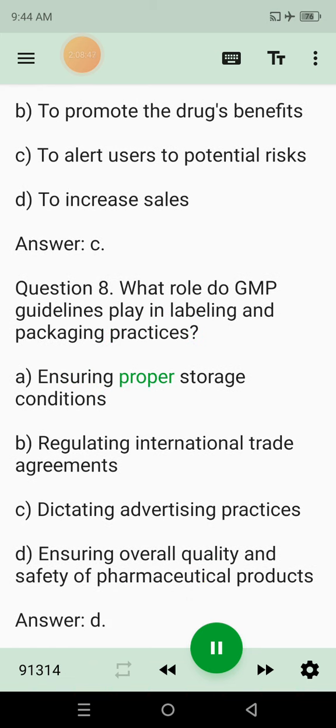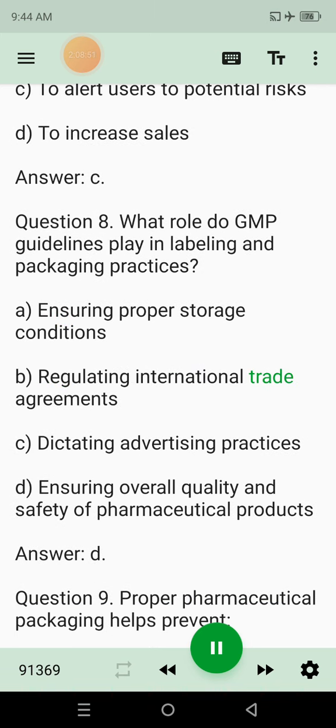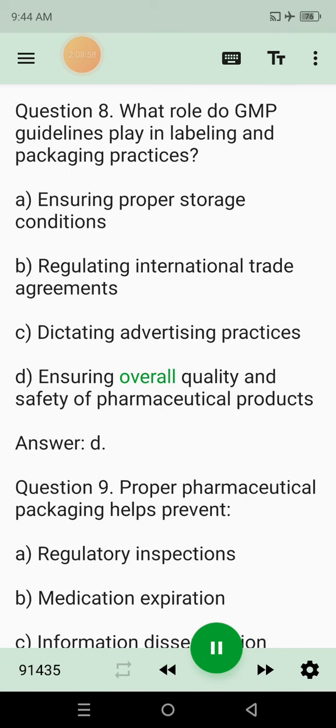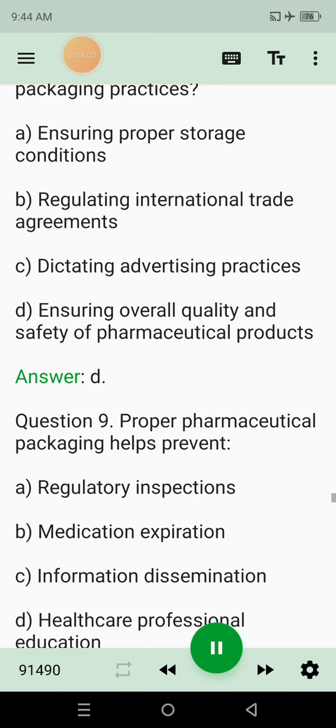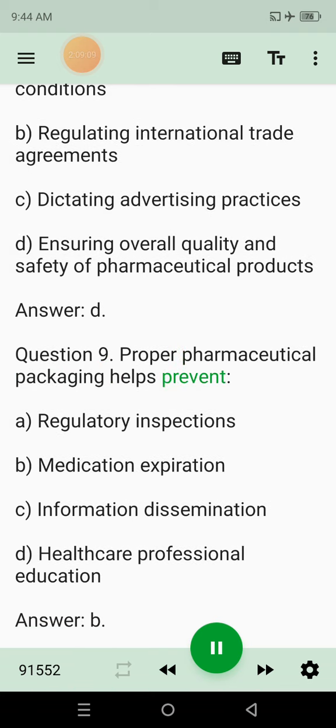Question 8. What role do GMP guidelines play in labeling and packaging practices? A. Ensuring proper storage conditions. B. Regulating international trade agreements. C. Dictating advertising practices. D. Ensuring overall quality and safety of pharmaceutical products. Answer. D.